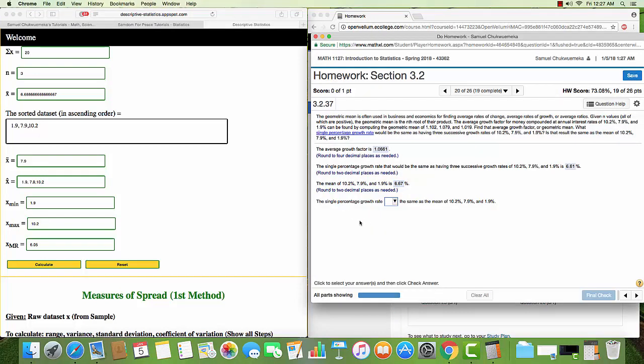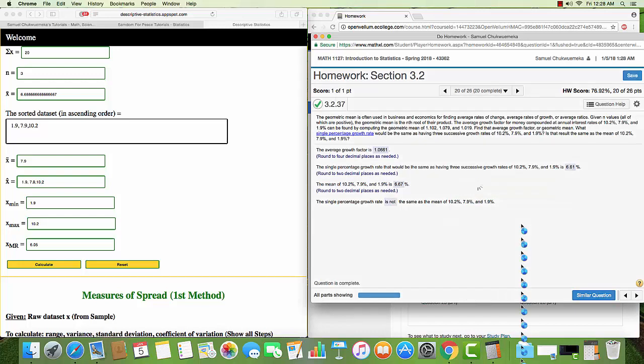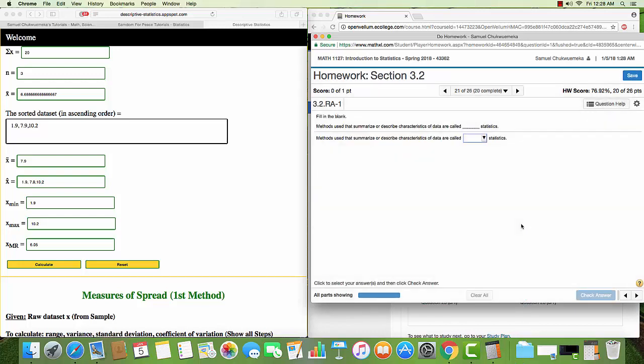6.67. Okay, so the single percentage growth rate is not the same as the mean: 6.61% and 6.67%. They are different. It's not the same as the mean of 10.2%, 7.9%, and 1.9%. Okay. All right. I think we finished with the calculations. Wow. Question 21.